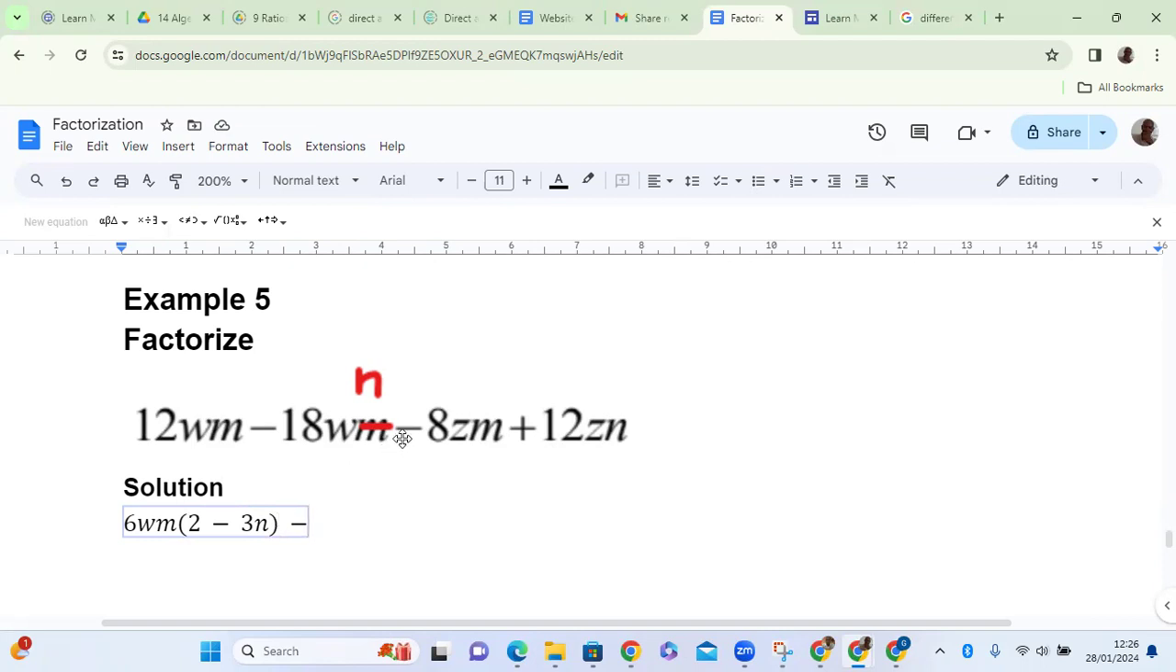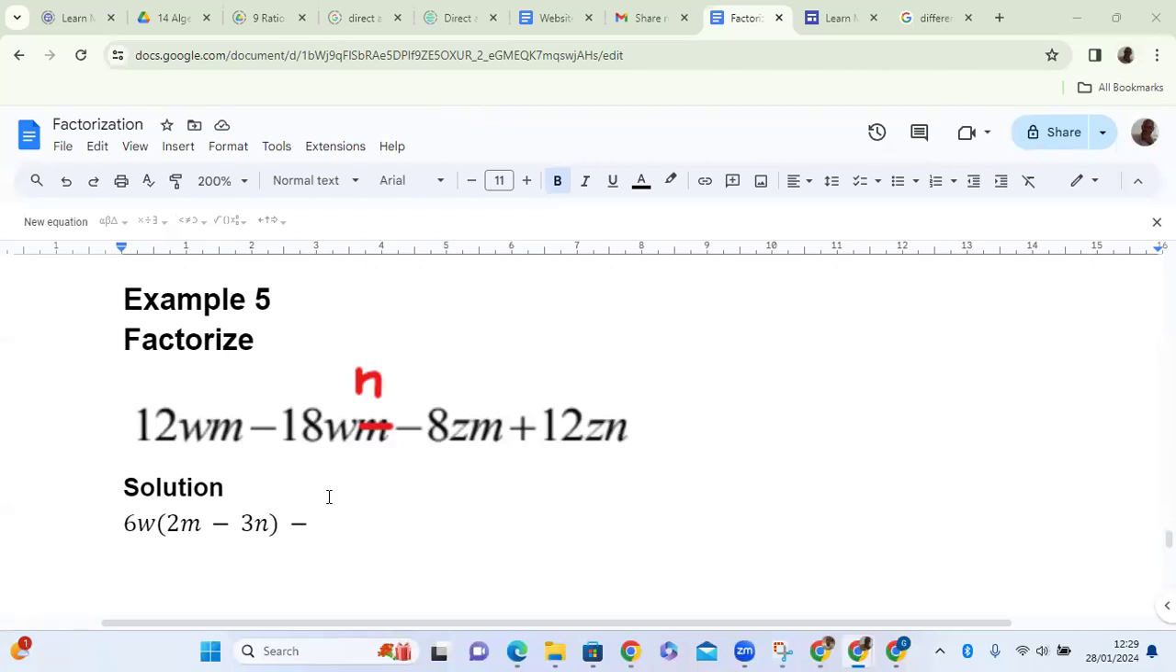Now we have the negative sign, we've got to keep it in the middle, and let us factorize those two terms separately, 12Zm and 12Zn. This M is not common now, so it must be attached to the 2. It's only the W, the highest common factor, that comes outside, and M and N will be together, 2M minus 3N. So let's proceed.